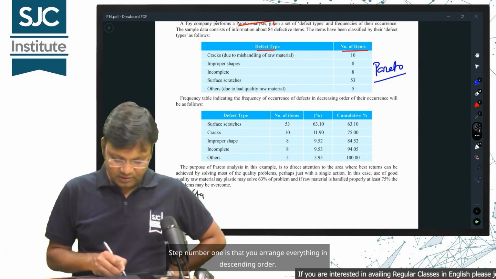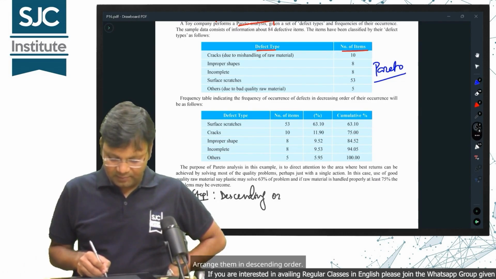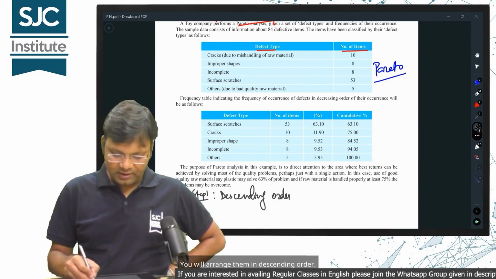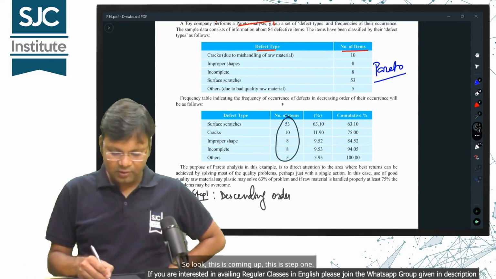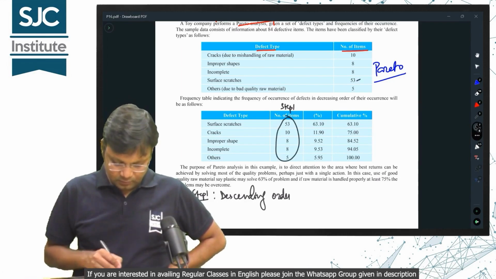Step number 1 is that you arrange everything in descending order. What will you do? Arrange them in descending order. You will arrange them in descending order. So look, this is coming up, this is step 1. 53 will come at the top.